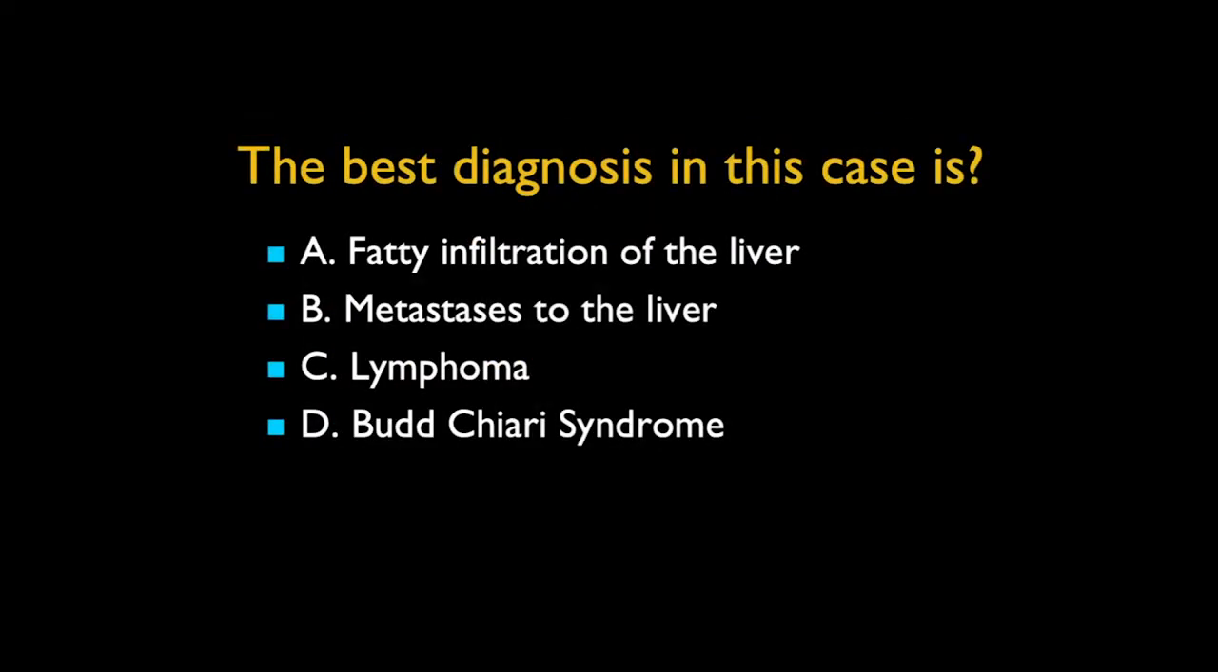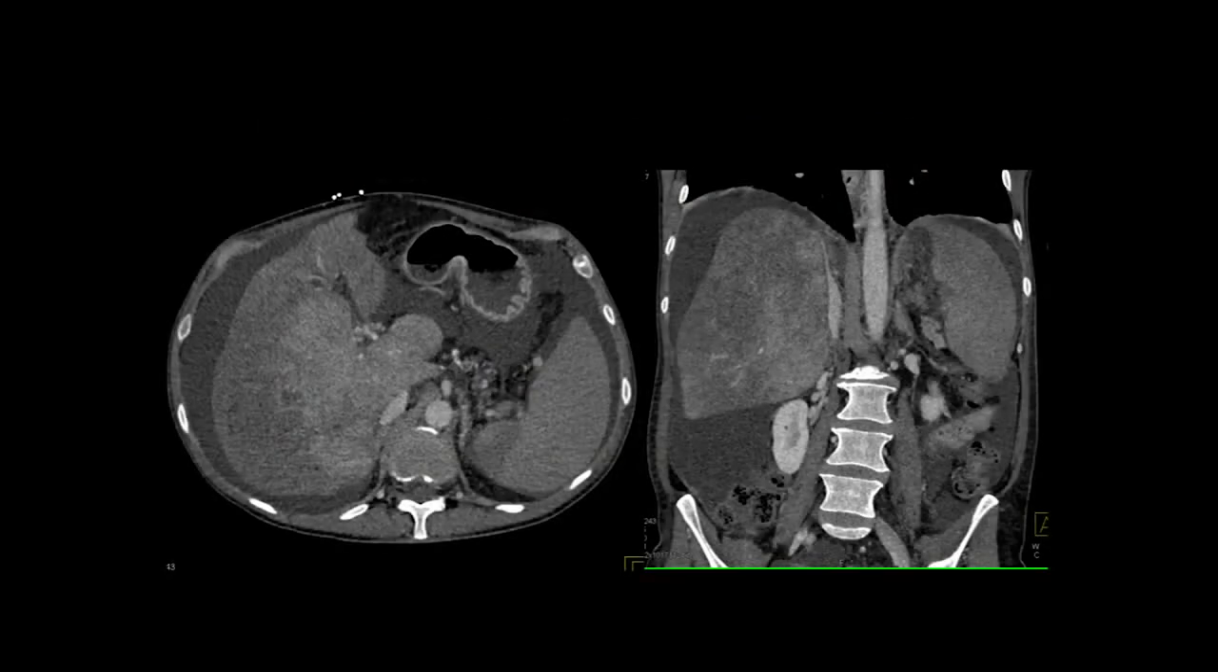The best diagnosis in this case is, well, you see the liver. At first glance, you think of fatty infiltration, but you realize the low densities in the periphery. There's lots of ascites. The spleen is big, and you're not seeing the hepatic veins. This is not a pattern of metastasis, and it's not a pattern of infiltration by lymphoma.